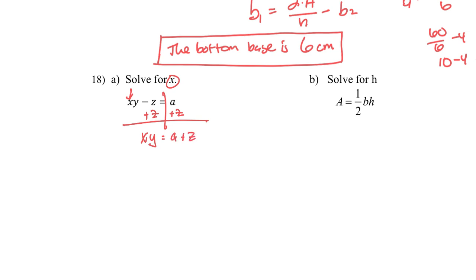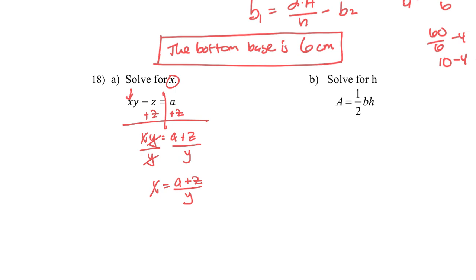To get x by itself, we have to get rid of y now. So that's going to be division. Whatever I do to one side, I have to do the other side. These cancel out. I'm left with x. Over here, there is nothing that I could cancel. I have an a and a y, a z and a y. Nothing will cancel, so I'm just left with a plus z, all divided by y.